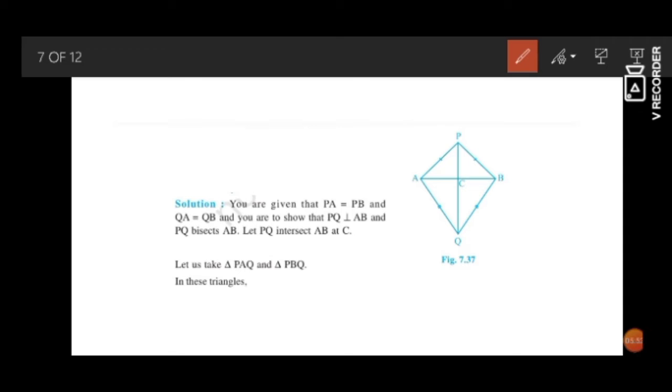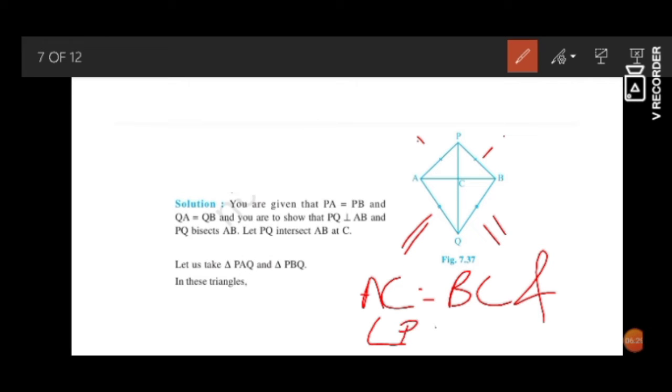Here, in the solution, we are going to first write the given. You are given that AP is equal to BP, AQ is equal to BQ. So these sides are equal and the bottom sides are also equal. We have to show PQ is the perpendicular bisector of AB. That means we need to show AC is equal to BC and angle PCA is 90 degrees.